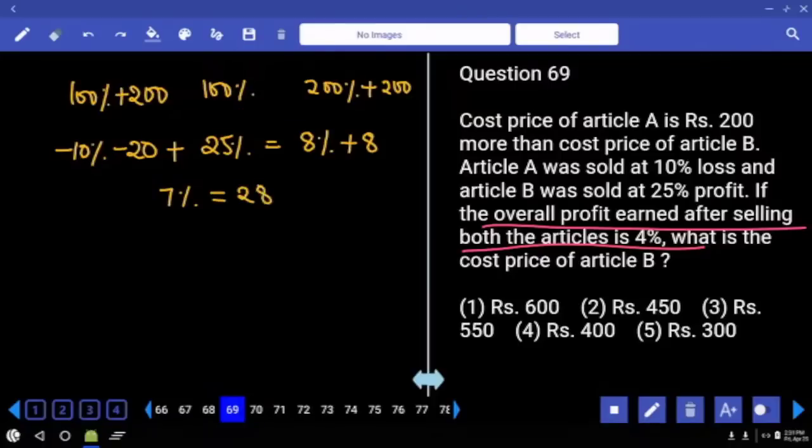Hold it. What exactly is the question? Cost price of B. B's cost price was treated as 100%. 7 how many times is 28? 100 4 times will be 400.